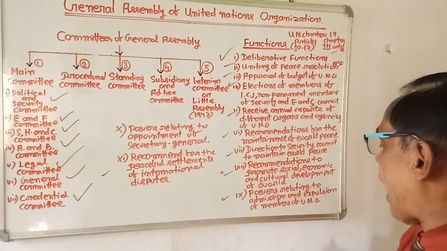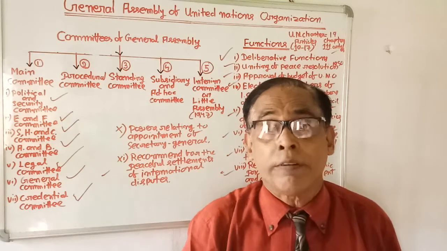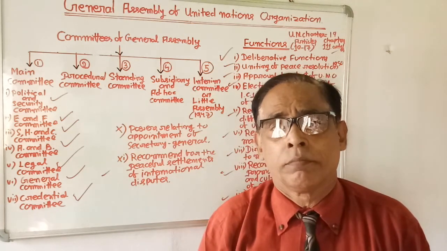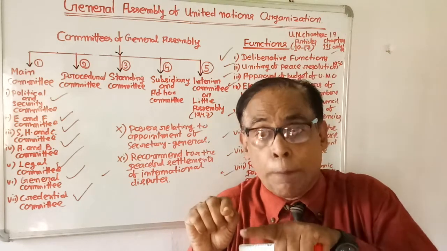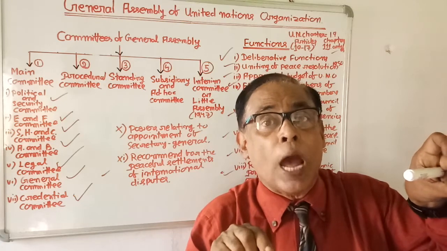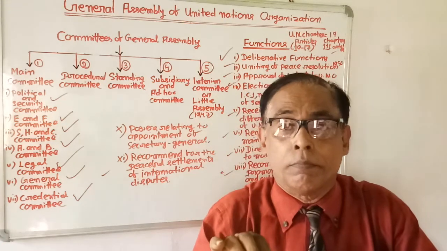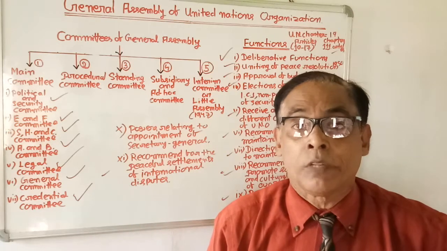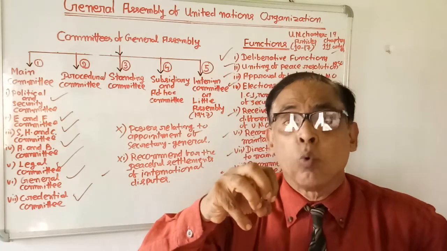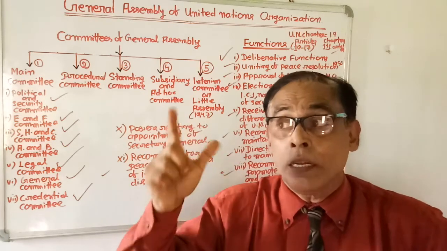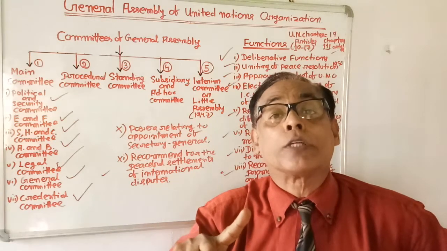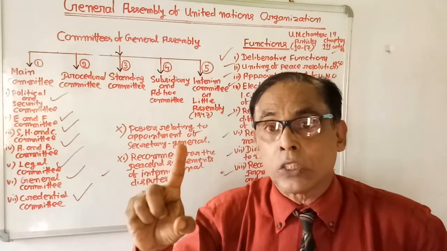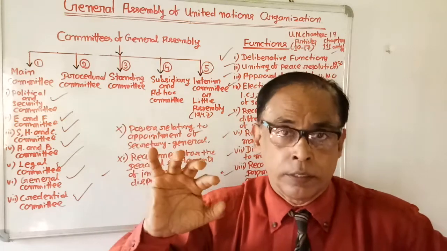Power relating to admission and expulsion of members of UNO. Whenever any new member of the UNO is to be admitted, at that time the Security Council will give a proposal to the General Assembly, and the General Assembly will have to approve it. Then only a new member will be admitted to the UNO. In the same way, if a disturbing member of the UNO has to be expelled, then the proposal will be given by the Security Council to the General Assembly, and the General Assembly will have to give approval. Then only a disturbing nation can be expelled from the UNO.